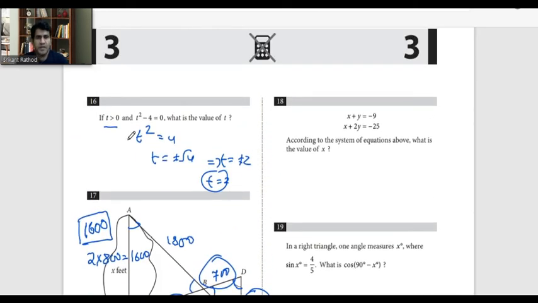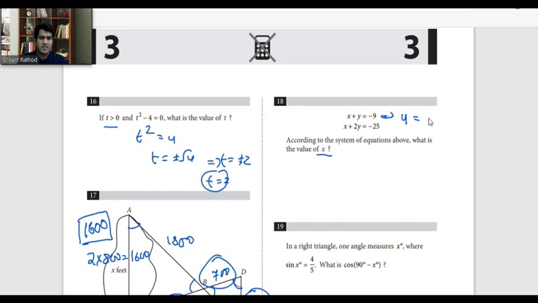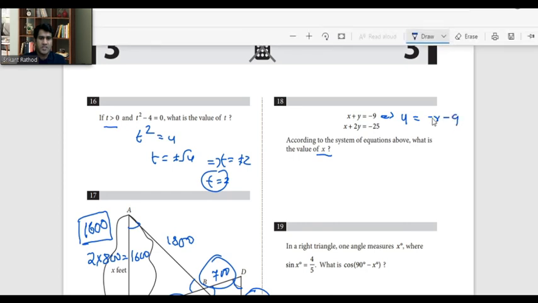All right. x plus y is equal to negative 9, x plus 2y is equal to negative 25. According to the system of equations above, what is the value of x? Whenever they ask you only for a particular value, better try to go with substitution, so that you can convert your expression entirely in terms of x. So what I do, the first expression in terms of y, I can write here as negative x negative 9. Substitute the value of y in terms of x in the second one.